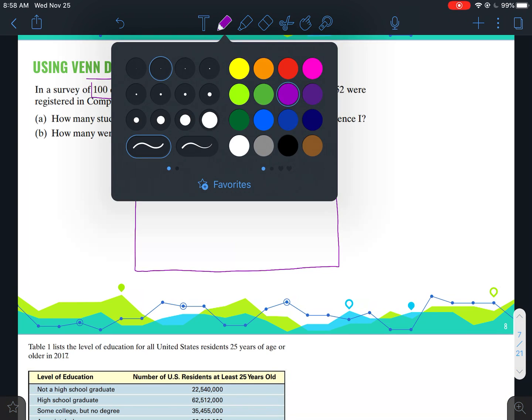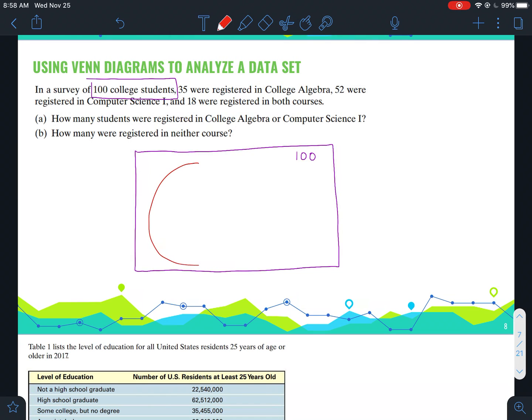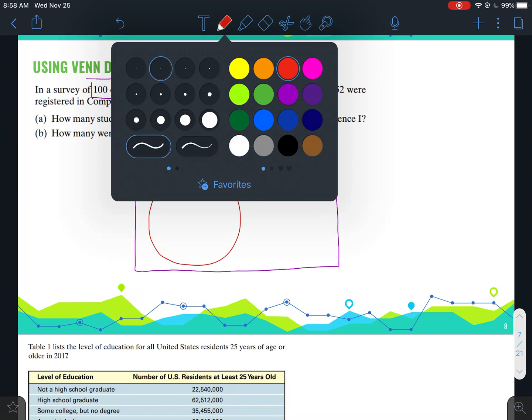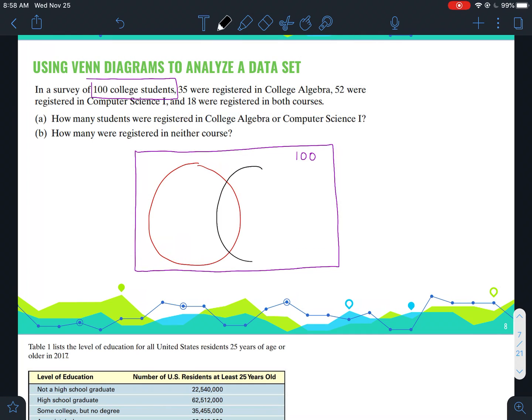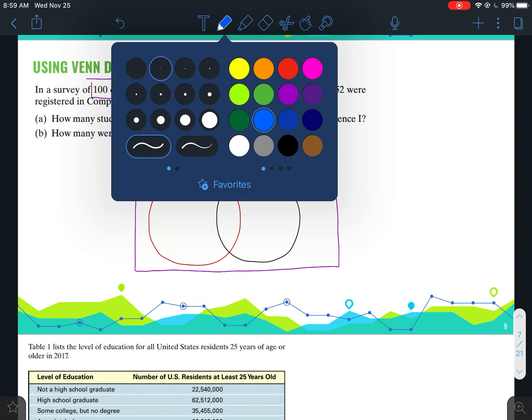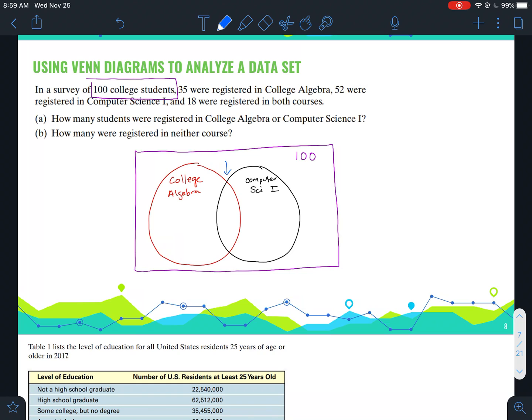And now we have two sets. If you guys remember, Venn diagrams are made by circles. So we have a Venn diagram with two circles because there's going to be two different things. Computer science 1 is going to be one of my circles, and my other circle is going to be all of the students in college algebra. If they have elements in common, those people in common would go in the middle. So this would be people in both computer science 1 and college algebra. Well, we know that there's 18 people taking both courses.